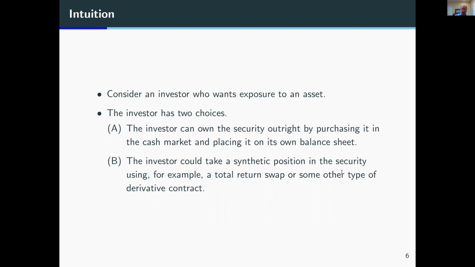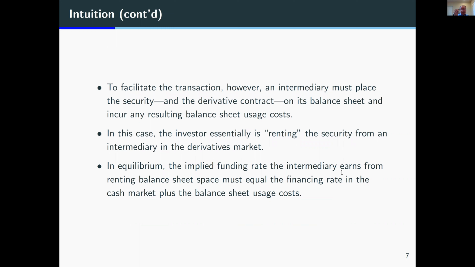So there are a couple of choices here. Now, to facilitate the second transaction, some intermediary somewhere, there's maybe a chain of intermediaries, but somebody somewhere has to place the security and the derivative contract on its balance sheet, and then incur whatever resulting balance sheet usage costs are associated with that.